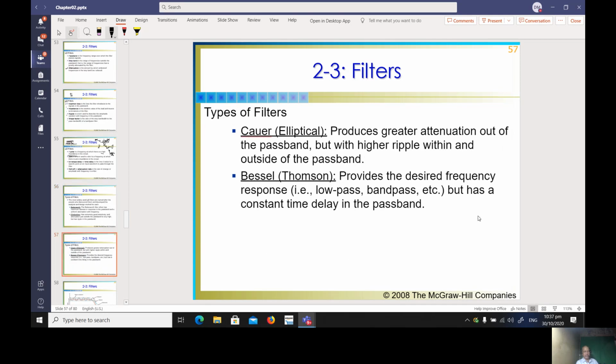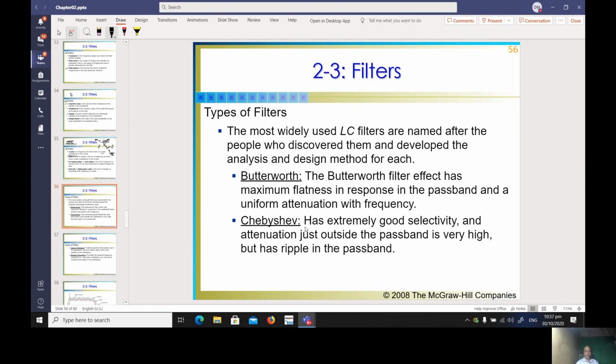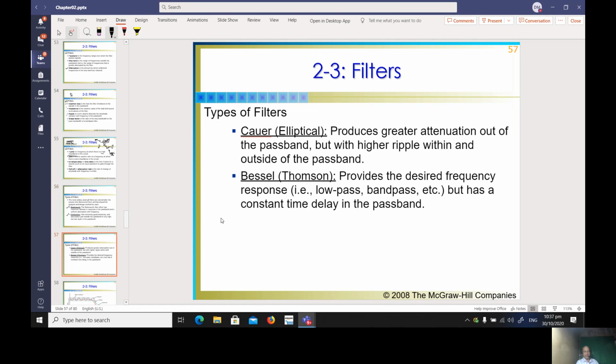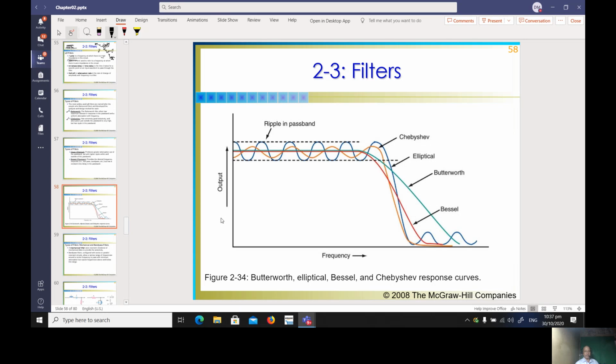Now, filters can also be made as Butterworth. These are the people who persevered to improve our filter circuits: Chebyshev, Cauer, and Bessel-Thomson. The best response is the Butterworth, because it is very smooth.